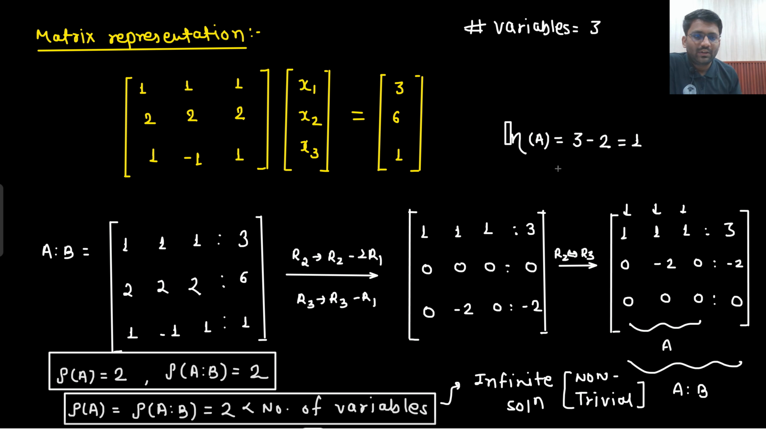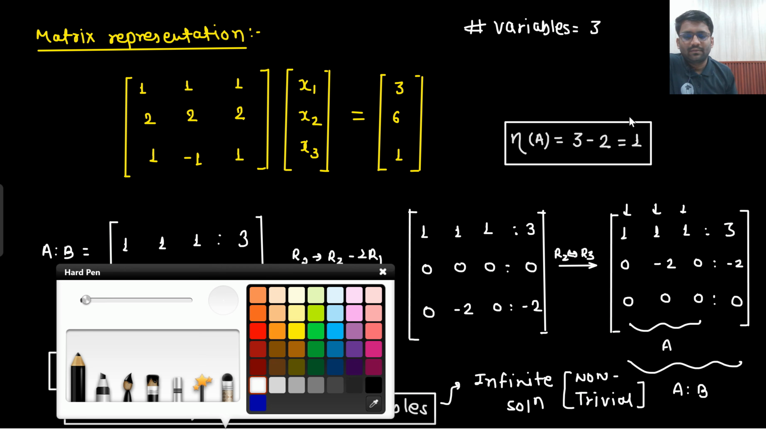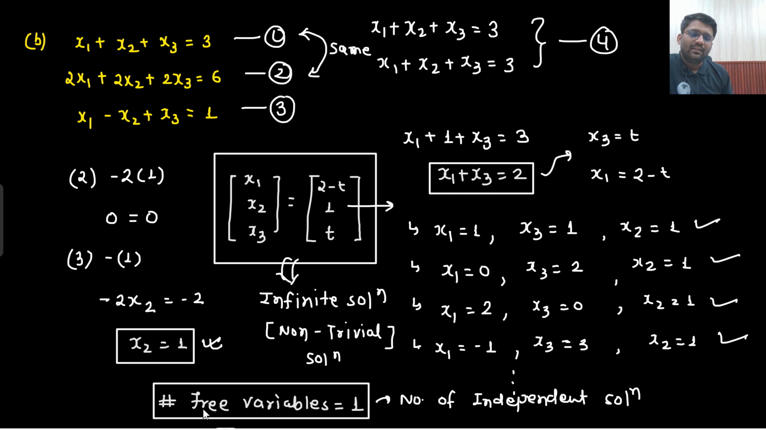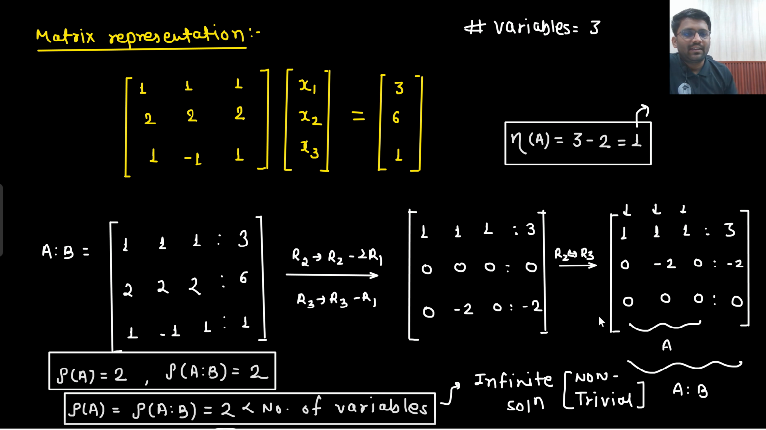Can you let me know what this 1 is representing? 1 is representing the number of free variables. We will see this point again, but yes, here only we can see. What is the nullity? 3 minus 2. So 3 is the number of columns of A. And better than remembering the number of columns of A, that will be equal to the number of variables. Can you let me know how many columns will be there? They will be equal to the number of variables, no?